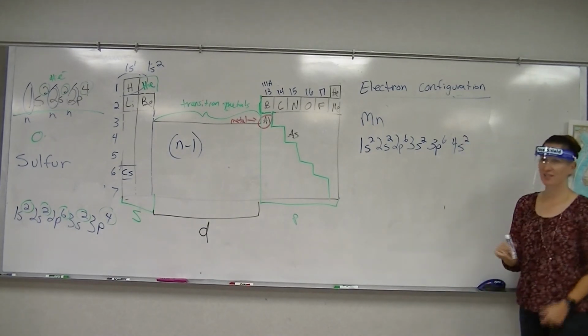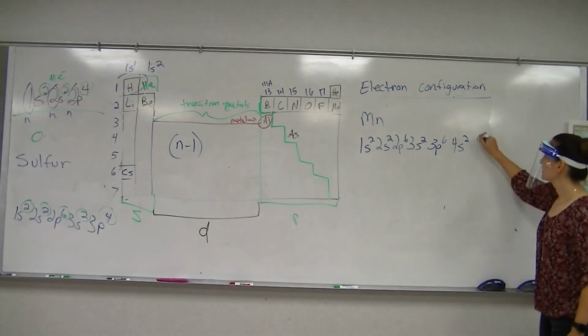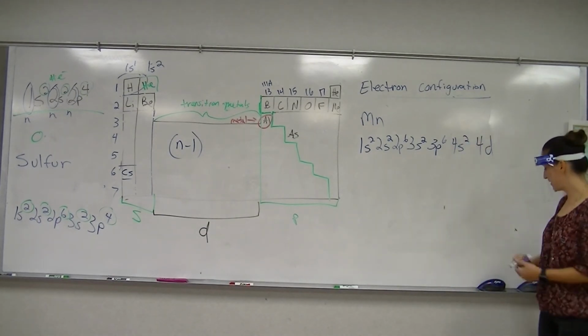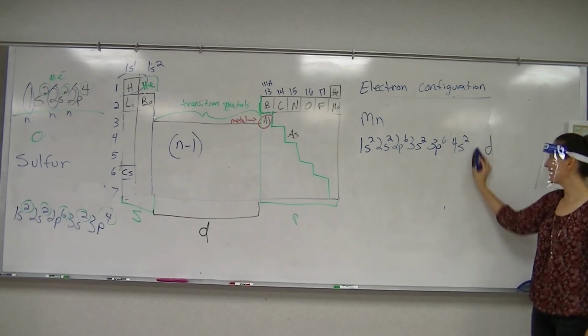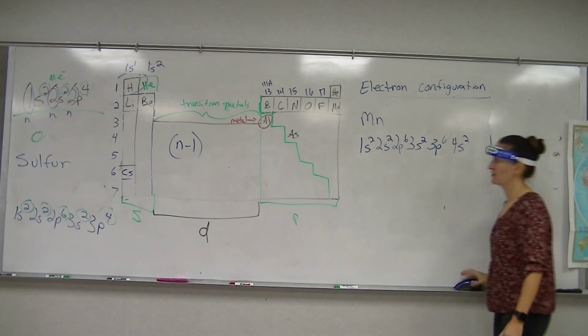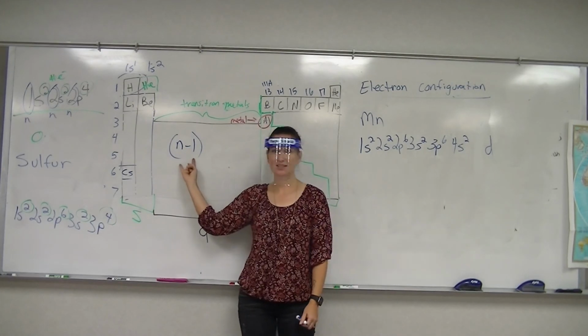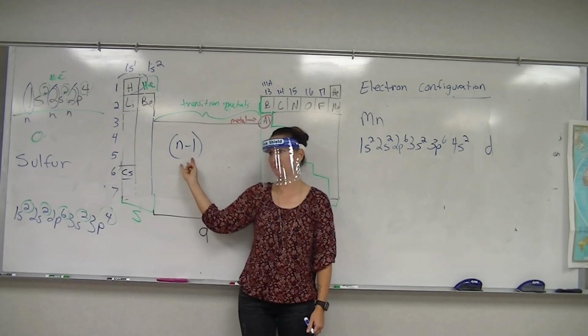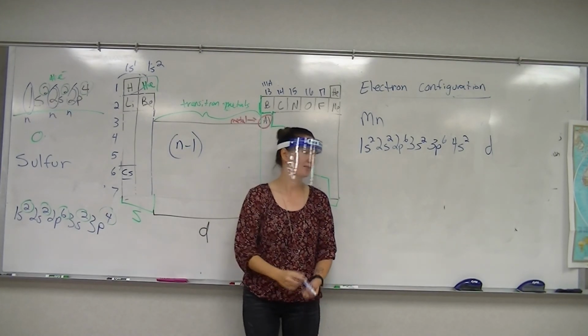Okay, now we're hitting our D's for the first time. 4D. That's what everybody wants to do, but that's wrong. It is D, but it's not 4. So that's why I told you I'm about to confuse you. The D's are 1 less than the period they're in. So it's going to be 3D.